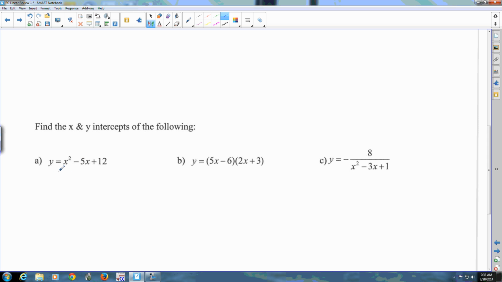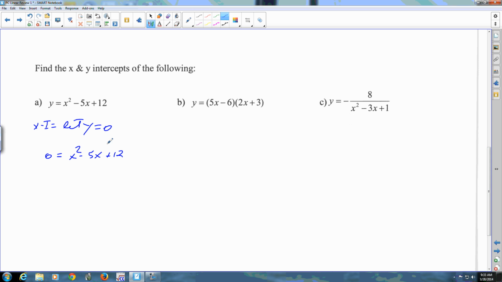Okay, to find an x-intercept, you let y equal 0. Okay, let y equal 0. Well, you got a couple options on how you solve this. One option is you guys could factor this. At least try to anyways. I don't believe it's going to factor.